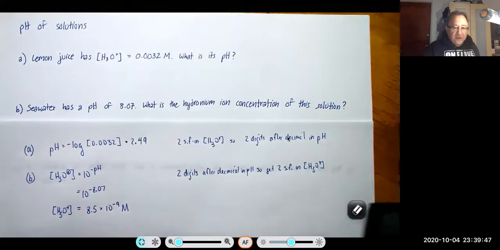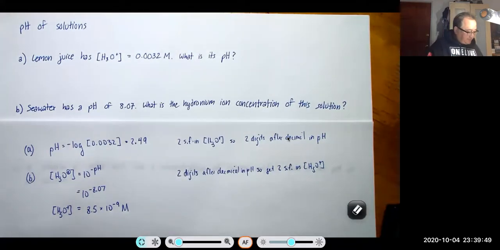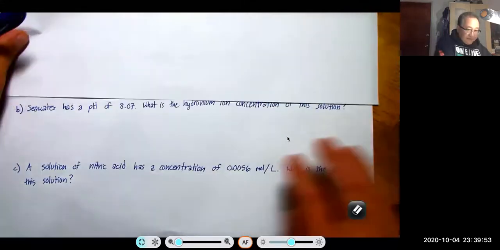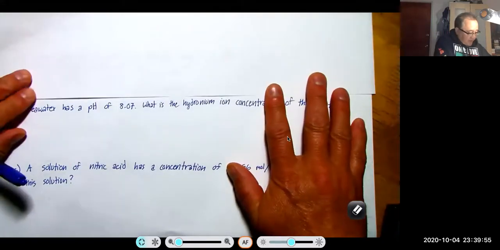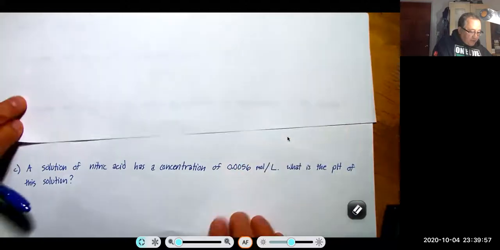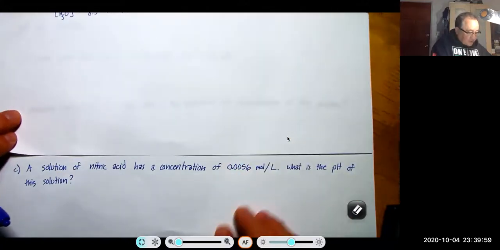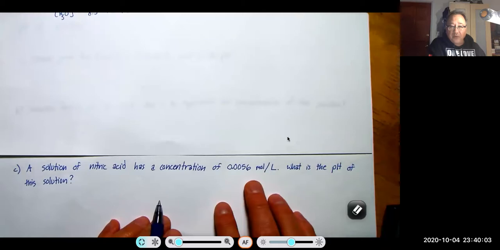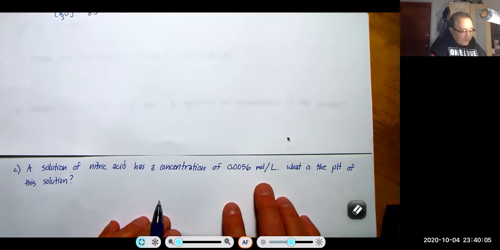Okay, so there's your answer to B. Now, let's take a look at C. So C asks you, a solution of nitric acid has a concentration of 0.0056 moles per liter. What is the pH of the solution?